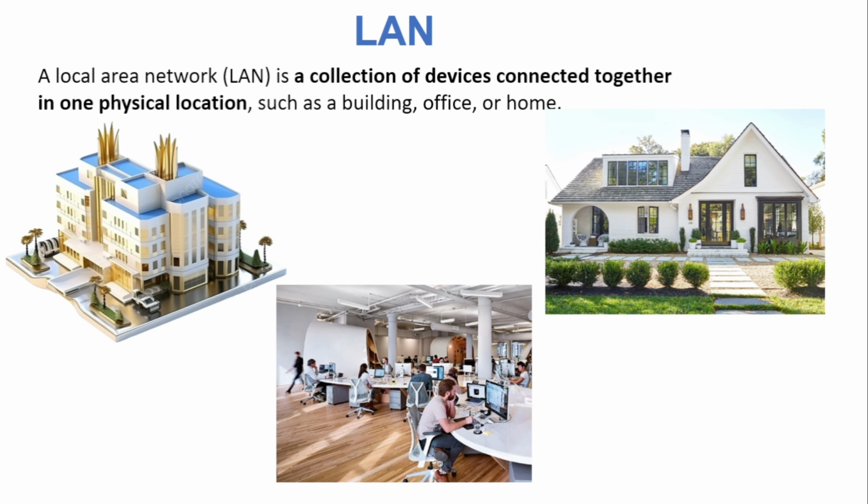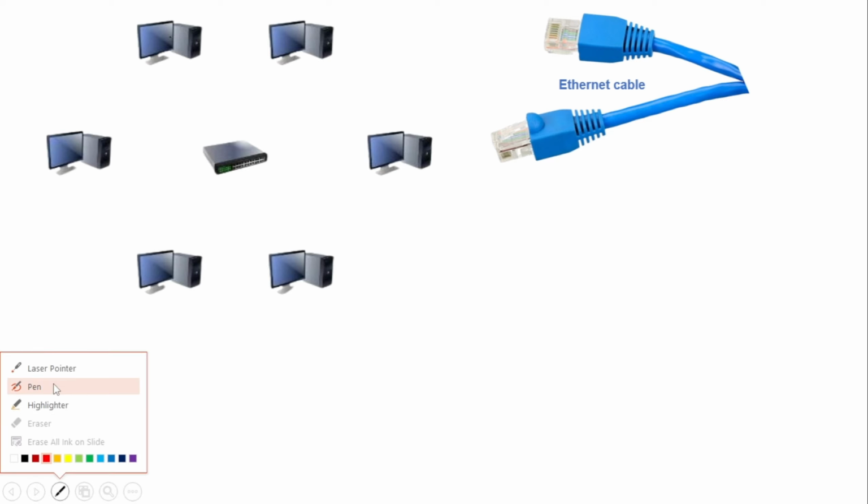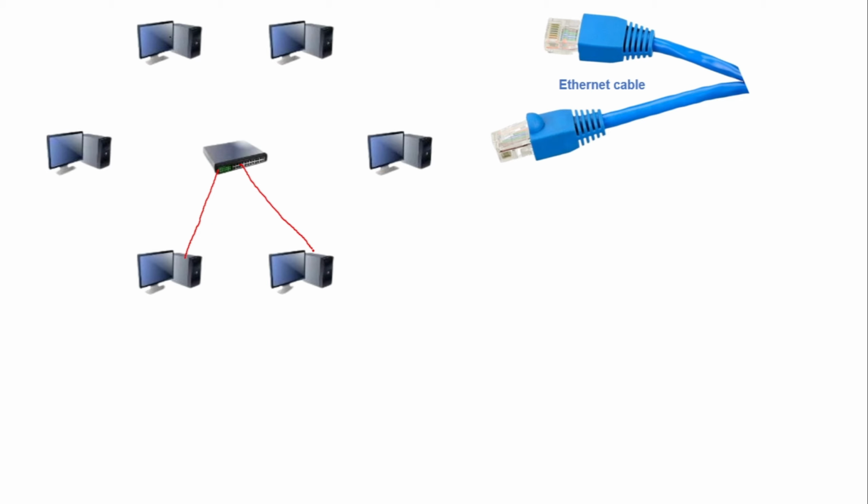LANs are usually in close proximity to each other, and the most common type of LAN is the Ethernet LAN, where two or more computers or devices are connected together using an Ethernet cable. So you have all these devices connected together using Ethernet cable. This is an example of how an Ethernet cable looks like.